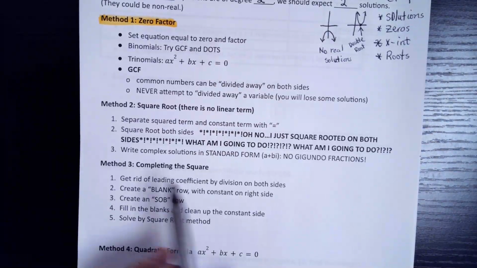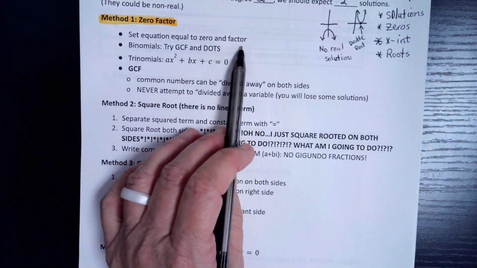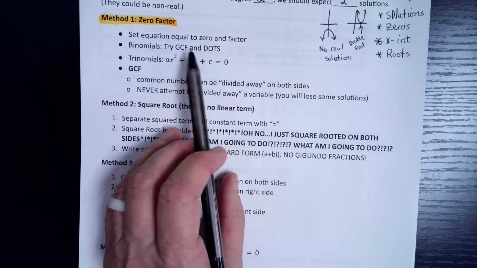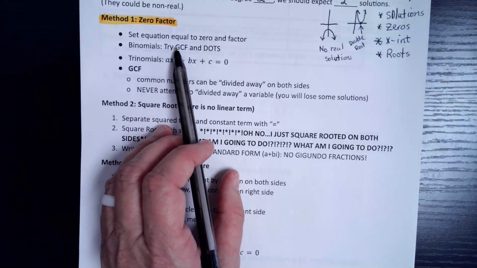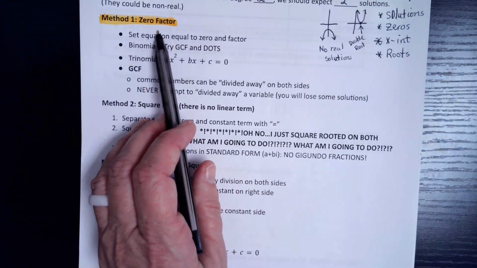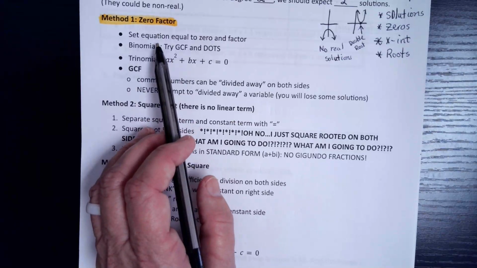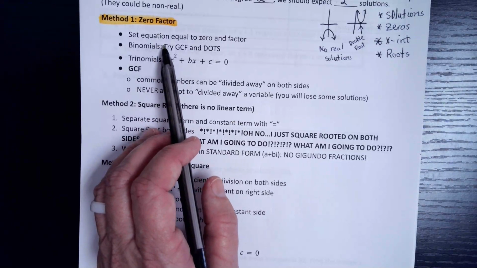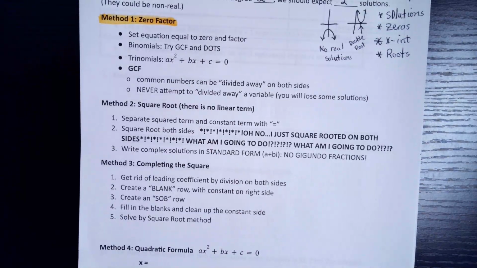So anyway, here's the general guts of it. You want to set the equation equal to 0 and try factoring. If you have binomials, look to see if maybe there's a GCF. Most of the zero factor problems in this book are trinomials, but we will come across problems in the next days where it might be a binomial and there is a GCF you can factor out, or maybe it's a difference of two squares, so we can make conjugates out of it.